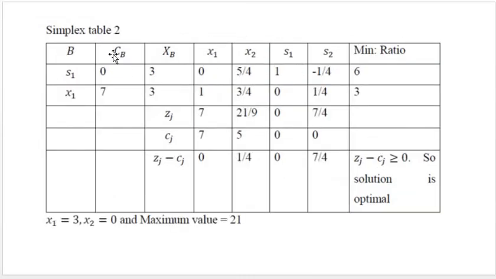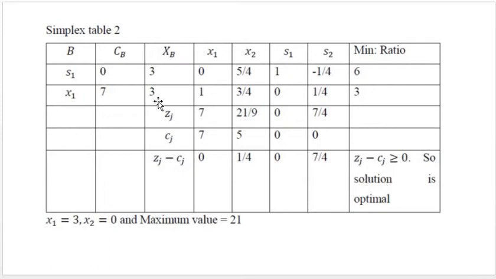So construct a simplex table 2 with respect to the new variable introduced. Here it is x1 instead of s2, its cost is 7. So apply the same algorithm. Here all Zj minus Cj values are positive, greater or equal to 0.